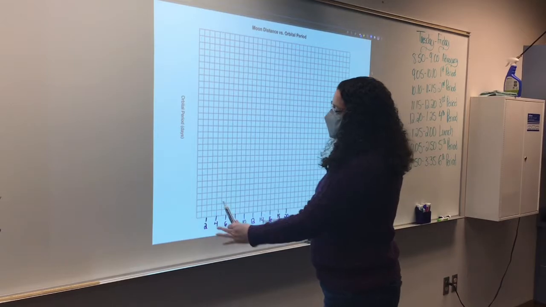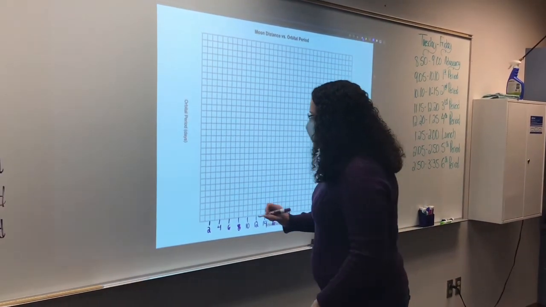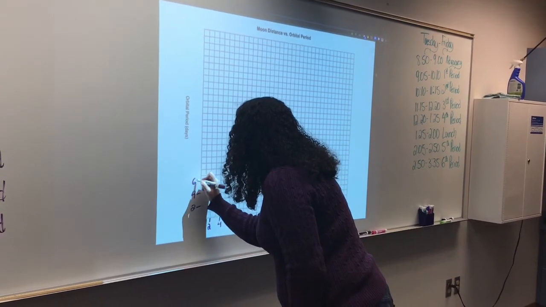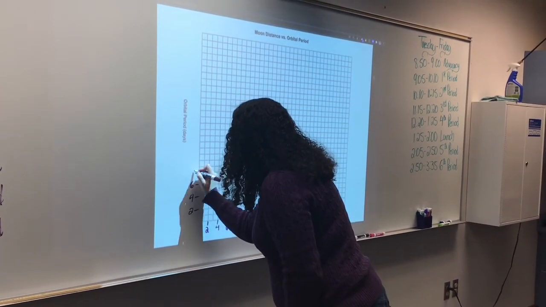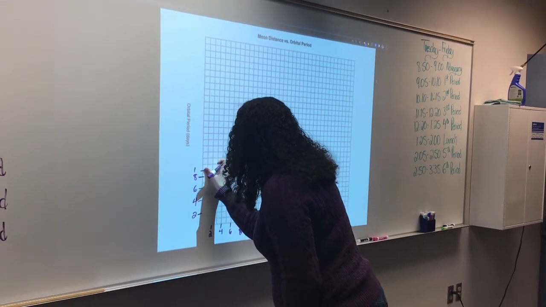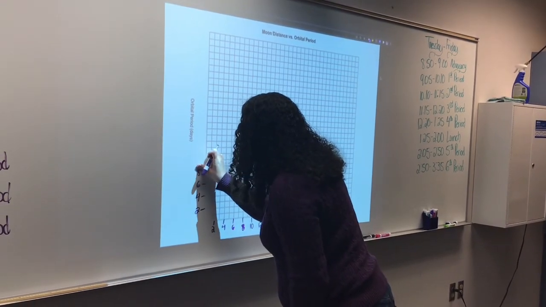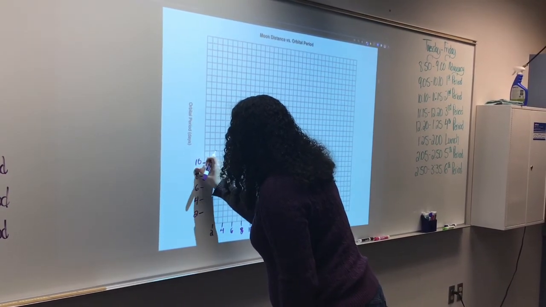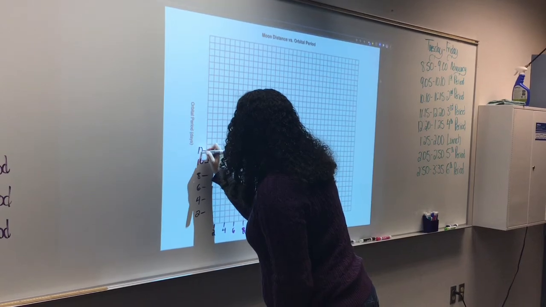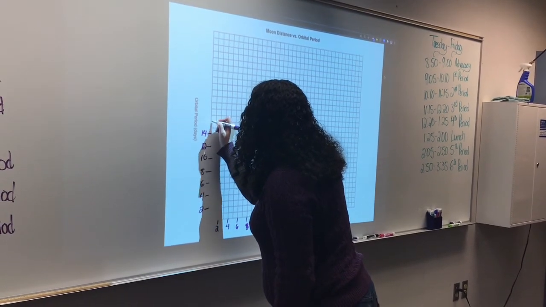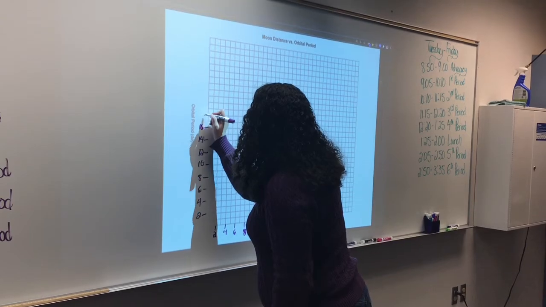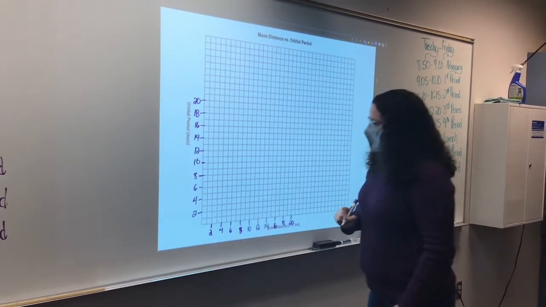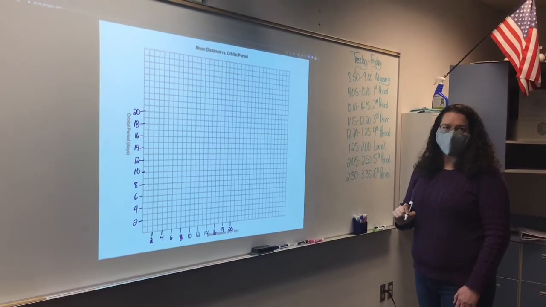Now, we're going to do the same scale over here for the orbital period in days. So this is going to be 2, 4, 6, 8, 10, 12, 14, 16, 18, and 20. So there's the scale set up for our graph.